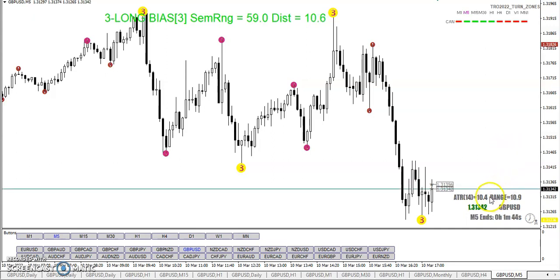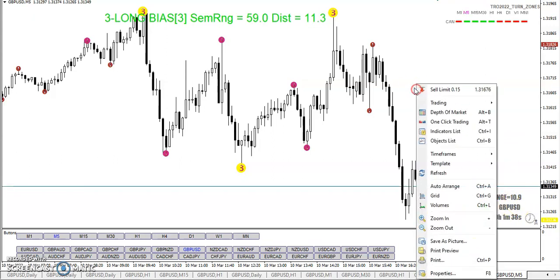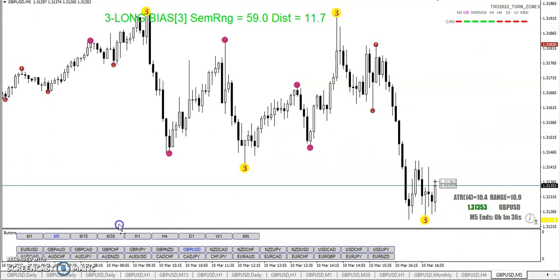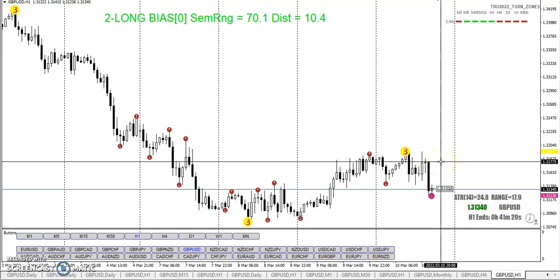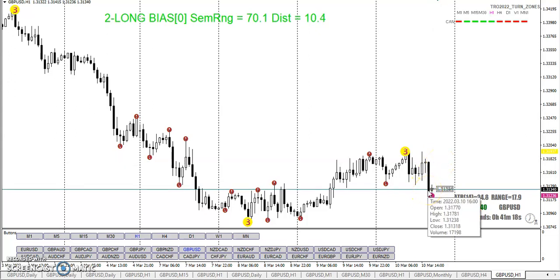I'm sorry, this isn't the hourly. We're still on M5 right there. But if we look at the hourly, let's see, we can use that to switch over. 24.8, 17.9. So we still have some room to go. This was a big down hour. So right there, I'm going to call that a return bar, looking for price to get back to 31.77. Maybe not now, maybe not even today, but that's what I would be looking for.